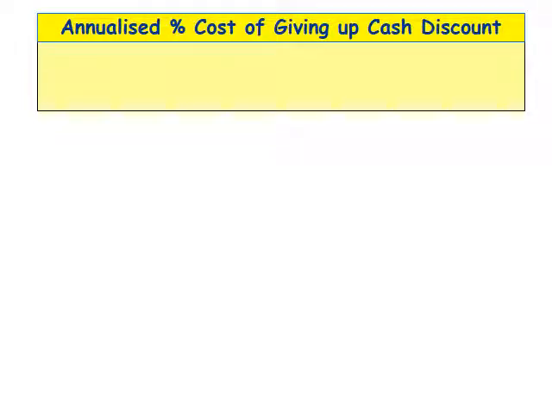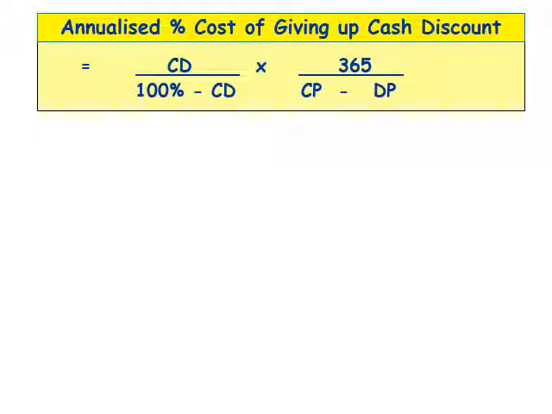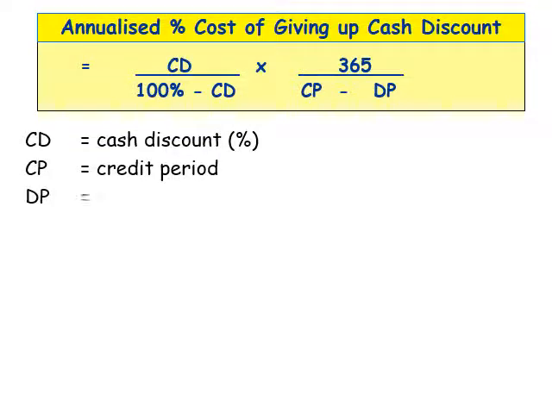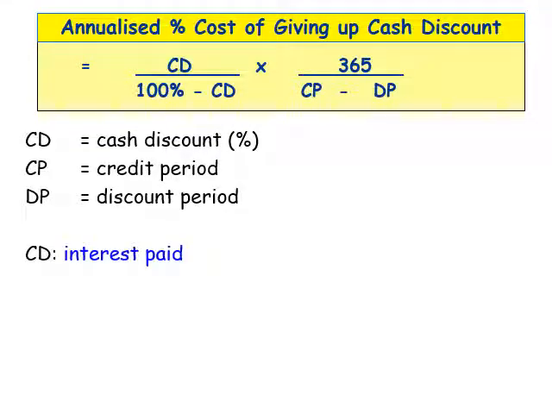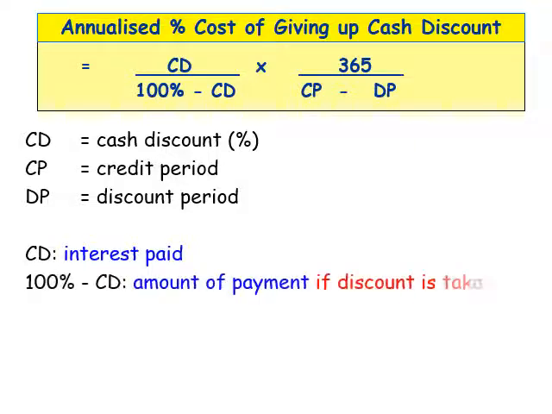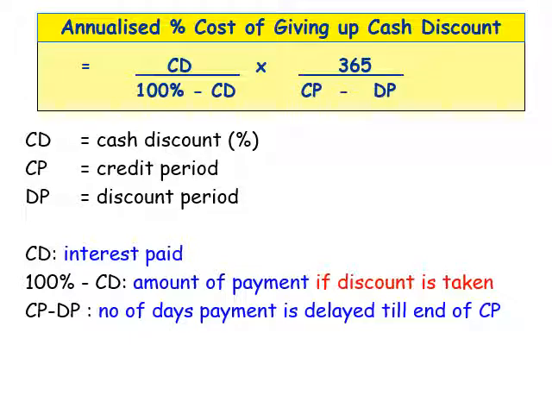There's an annualized percentage cost of giving out a cash discount. The formula is this: CD divided by (100% minus CD) times 360 divided by (CP minus DP). Again, CD is cash discount, CP is credit period, DP is discount period. CD is the interest paid. 100% minus CD is the amount of payment if the discount is taken. CP minus DP is the number of days payment is delayed until the end of the CP.